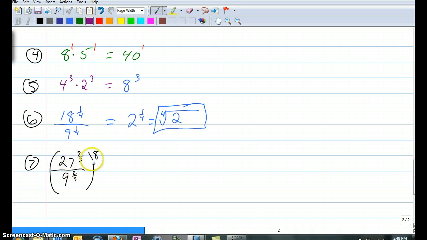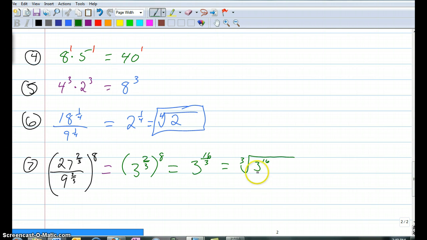Now, 7, this is where it gets a little bit tricky. Hopefully y'all came up with 3 to the 2/3 power raised to the 8th power. Which is, then with these, we're going to multiply the exponents to get 3 to the 16/3 power. Which is the cube root of 3 to the 16th power.